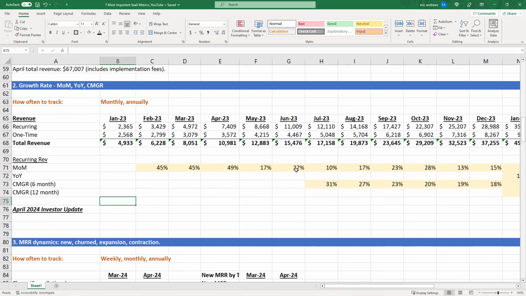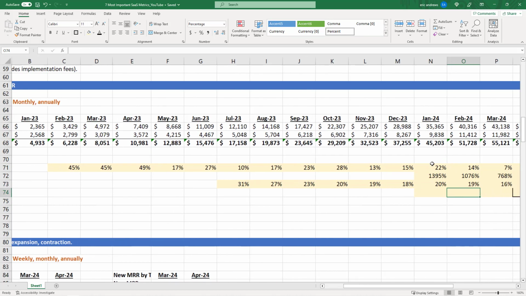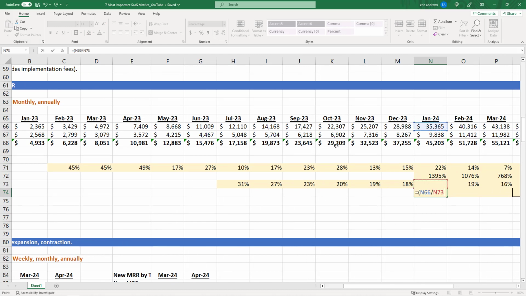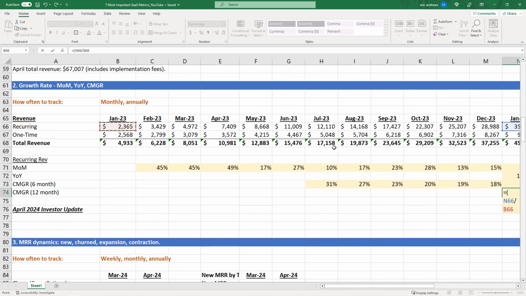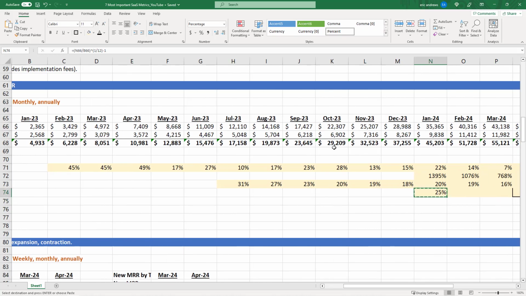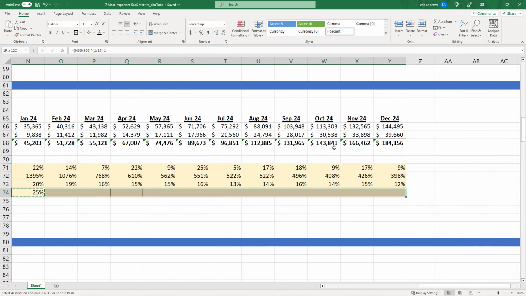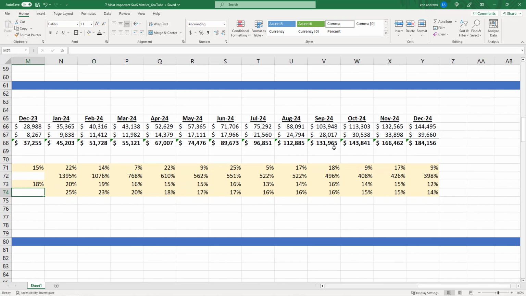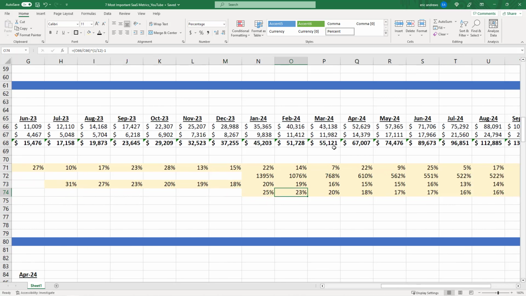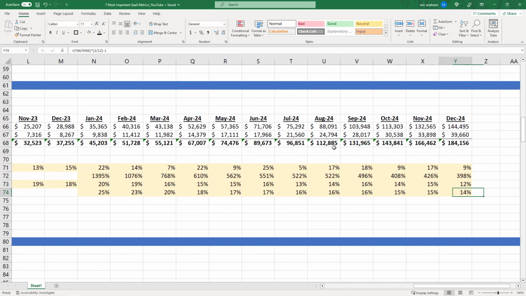Now you can also do CMGR for a 12-month period. It's the same formula, but just with a 1 divided by 12. So you look at a 12-month period, and you raise it to the power of 1 divided by 12, minus 1. And you can see that on average, over that 12-month period, our revenue is compounding at an average monthly growth rate of 25%. And then later on, it gets lower and lower. So we're really looking at April.